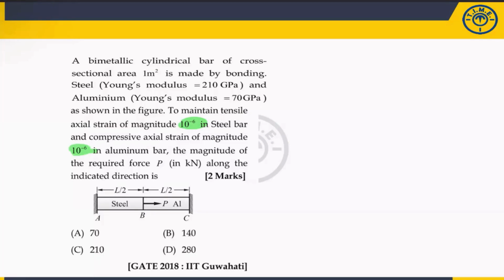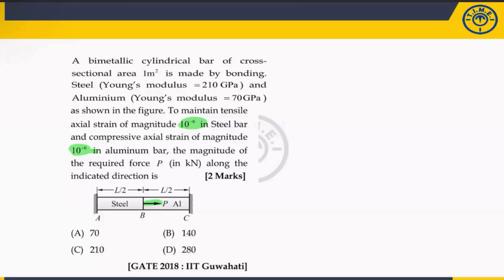That means in the previous question, you had to calculate the total strain or the total change in length, but here they have given the strain value. Then you have to calculate how much force you have to apply along this particular direction so that it will develop the strain in the steel bar of 10 to the power of -6 as well as 10 to the power of -6 in the aluminum bar. Okay, read the question, try to solve. Again, I'm telling you this problem is similar to whatever I have discussed.